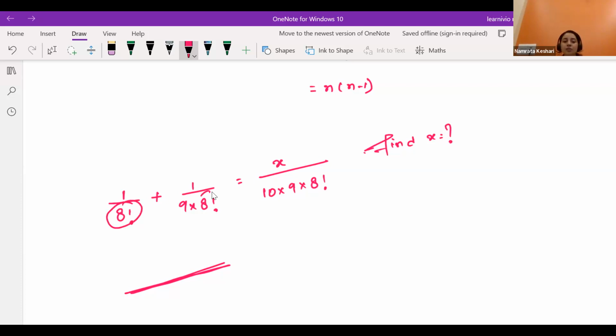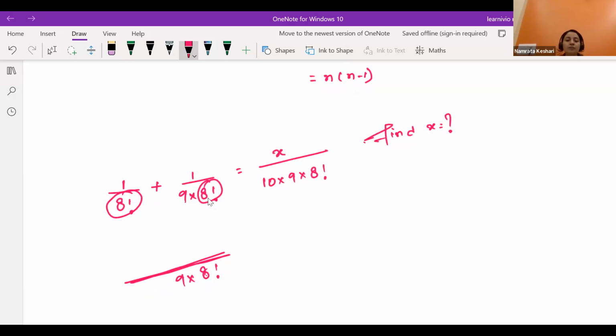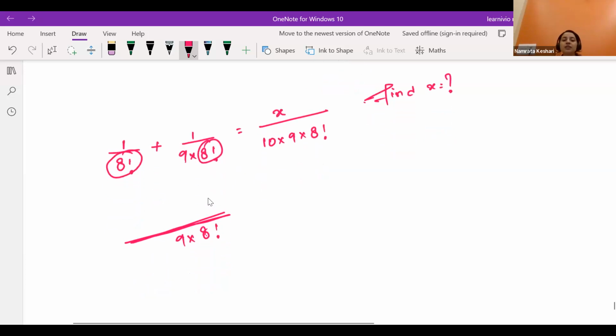8 factorial is common. Let's write it. 8 factorial means what? 8 into 7 into 6 into 5 into 4 into 3 into 1. So if it is in compact form, why just expand? Let's write it as it is. And 9 is the remaining. This is how we find the LCM. First we write the common factor and then we take all the extra, we multiply everything, and that is the LCM, right? Right, Ali and Alina? Yes. Yes or no? So LCM will be 9 into 8 factorial.